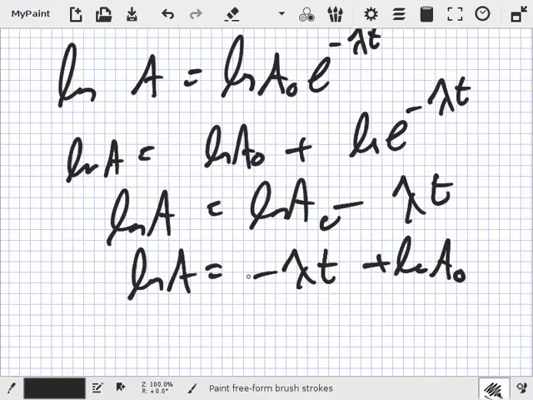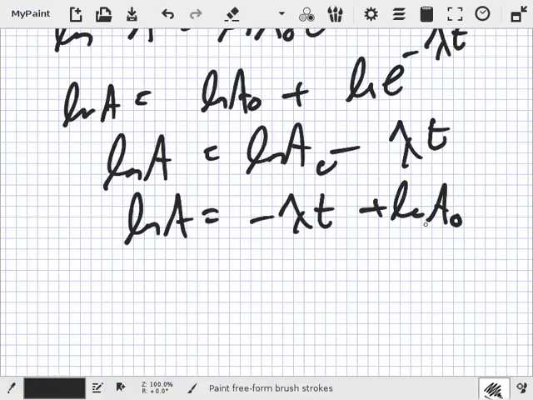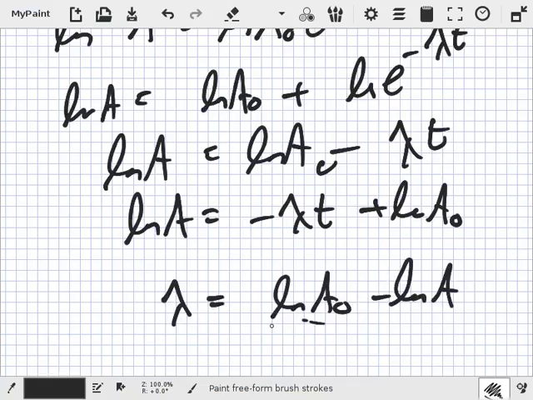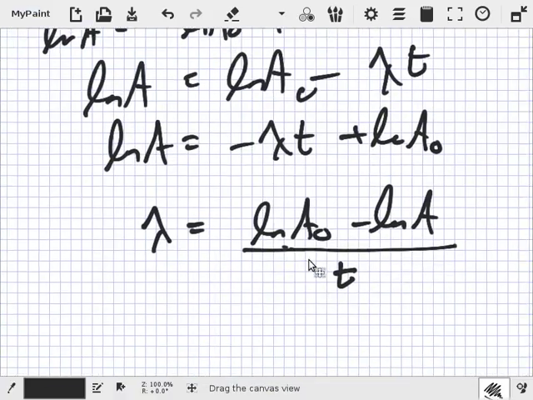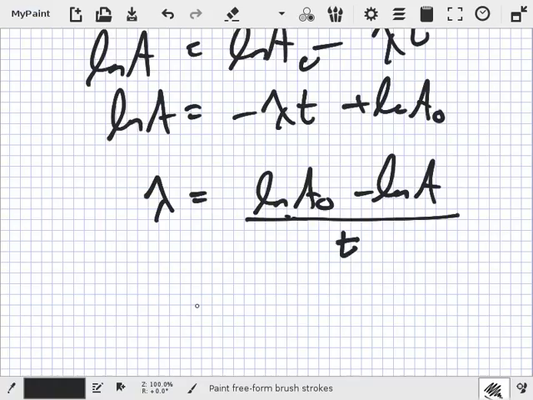What did you do next? Bring ln A0 to the left, making a formula for lambda. Okay, grand. So you get lambda equals log A0 minus log A over t. Isn't it A minus A0? I think this is right because I took that to the left and that to the right. Yeah, correct. So that's log A0 over A over t.